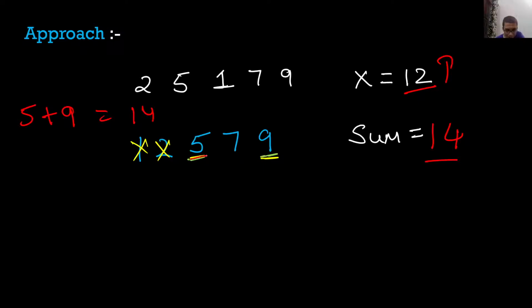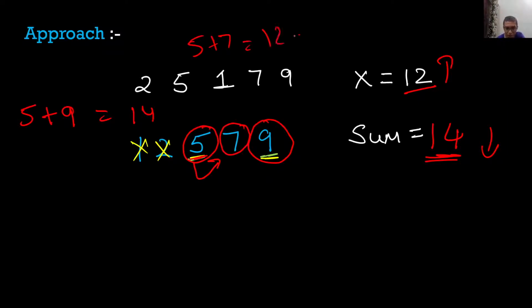So let's see whether this 5 makes any sense or not. On adding 5 with 9, I'm getting 14. If I add 5 with another number inside this array, I'll get a sum lesser than this 14. So 12 is lesser than 14, so this might work. If I add this 5 with 7, I will get 12. So 5 makes sense over here.